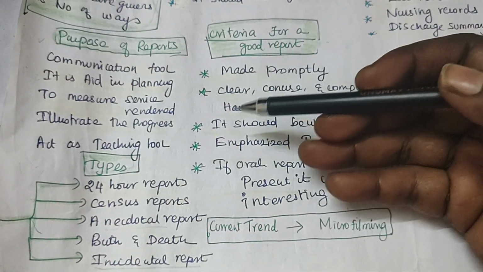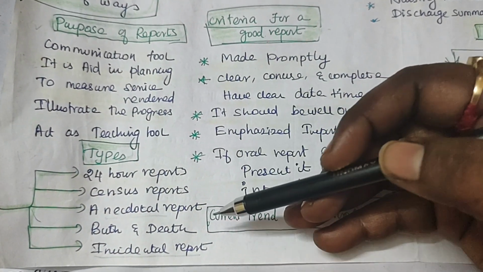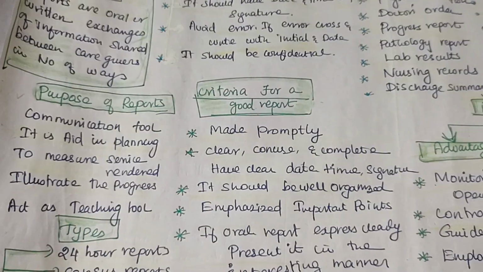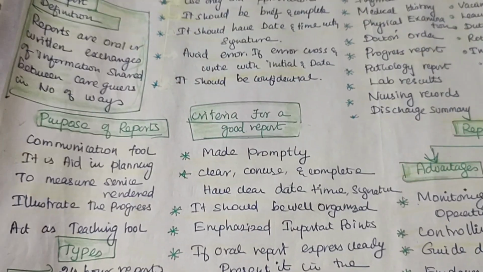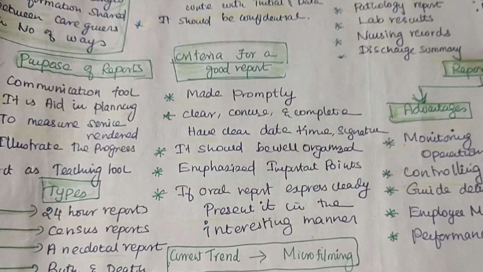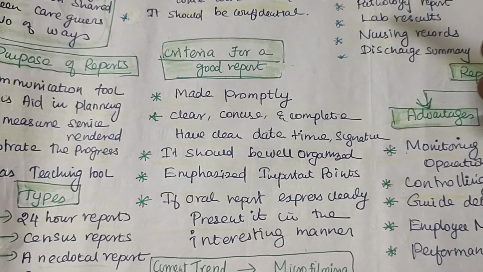What are the types of reports? 24-hour report, census report, anecdotal report, birth and death report, and incidental report. If any incident has happened, record it, and also inform the higher official by phone that the incident has happened. After the report, you can write the record.